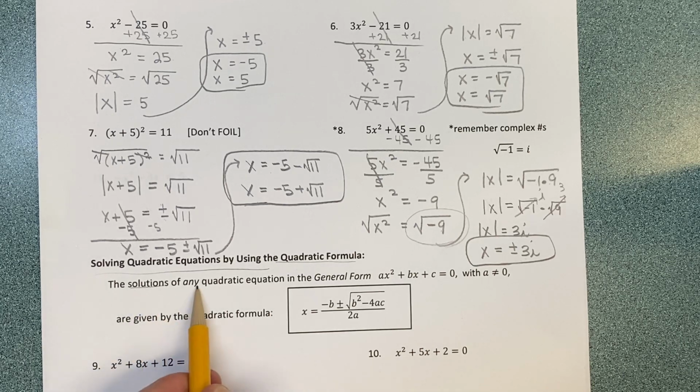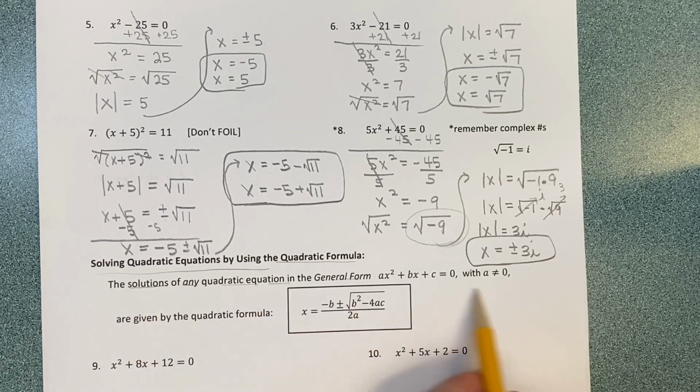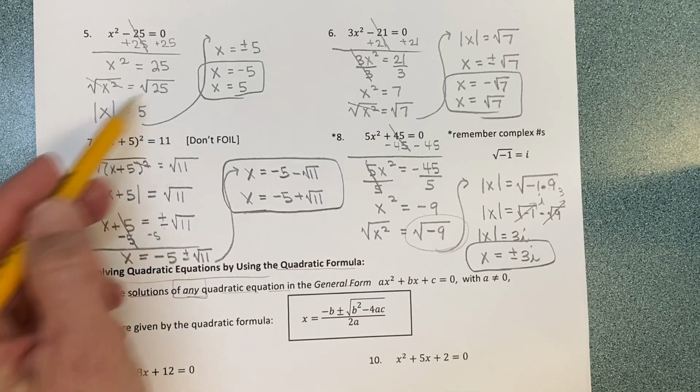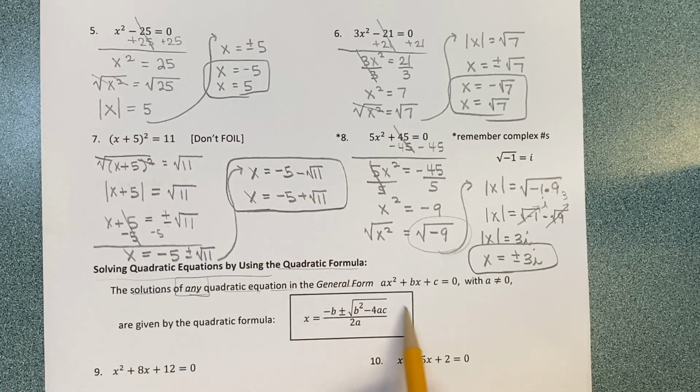All right, the solutions of any quadratic equation in the general form can be found. Any quadratic equation, even these up above here, could have been solved using this formula. So we find the x values or the solutions by creating a fraction, and in the numerator we have the opposite of whatever b is, plus or minus the square root of our b value squared minus the product 4 times a times c.